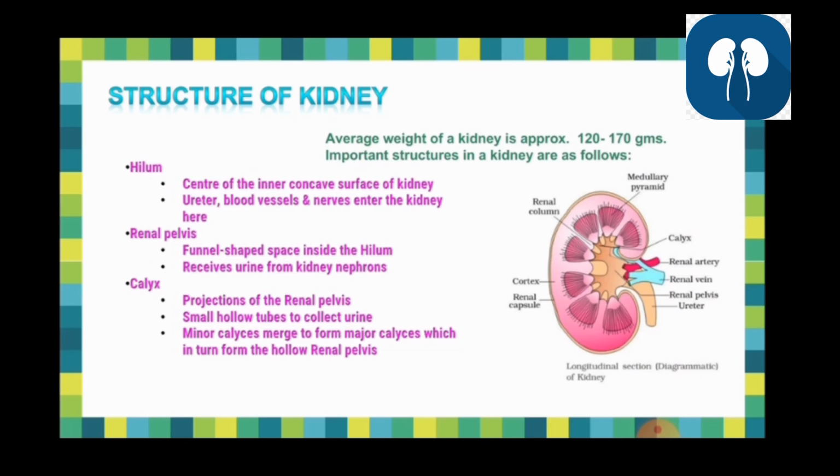Talking about the renal pelvis, it is a funnel-shaped space inside the hilum. It receives urine from the kidney nephrons. Another important part is the calyx. Calyces are the projections of the renal pelvis. So the projections you see in this picture are known as calyces. They are small hollow tubes that collect urine, and minor calyces merge to form the major calyces, which in turn form the hollow renal pelvis. So these structures which you have seen here are known as calyces.